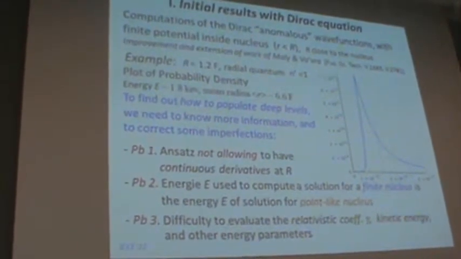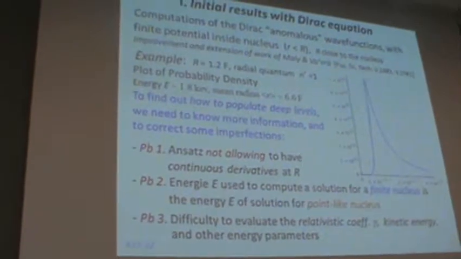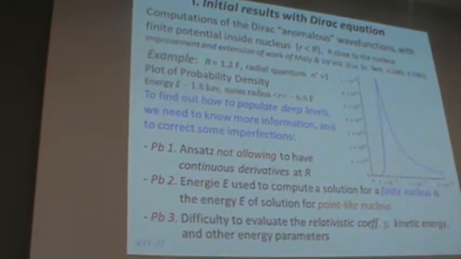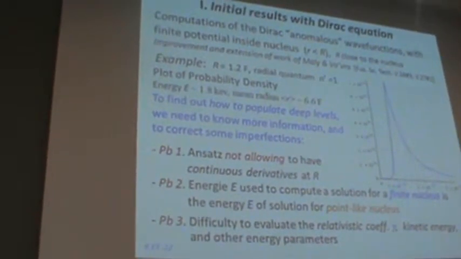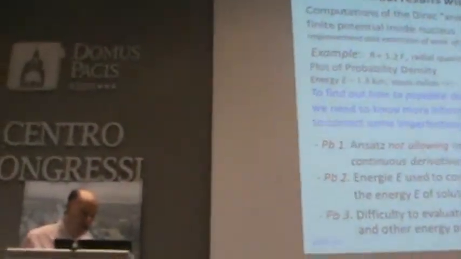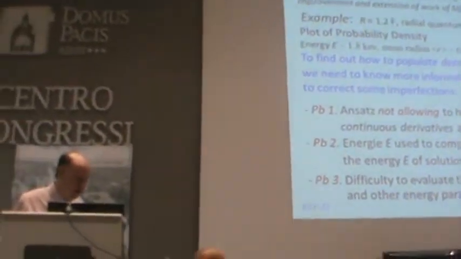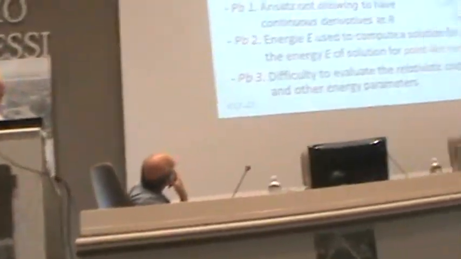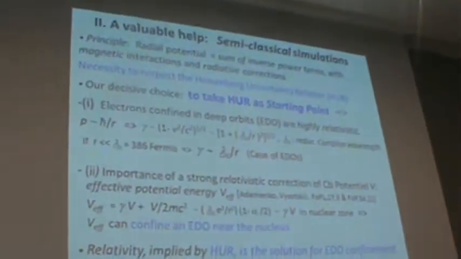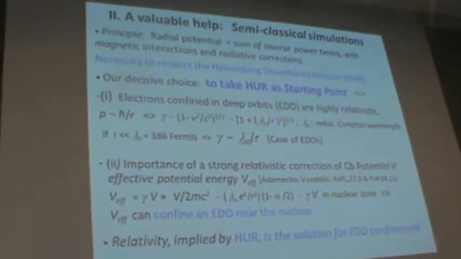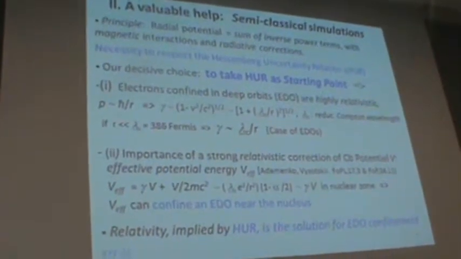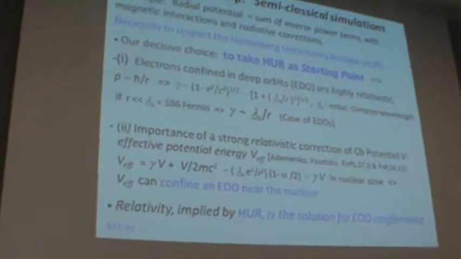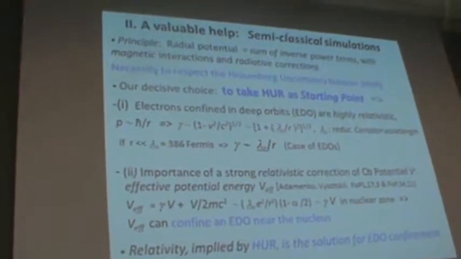Moreover, we could not evaluate the relativistic coefficient gamma and energy parameters such as kinetic energy, required for better understanding of ideas and possible interaction with nuclear fields. These imperfections are listed in the form of 3 problems. That is why we study the possible existence of ideas in a semi-classical way to better know their energy parameters.